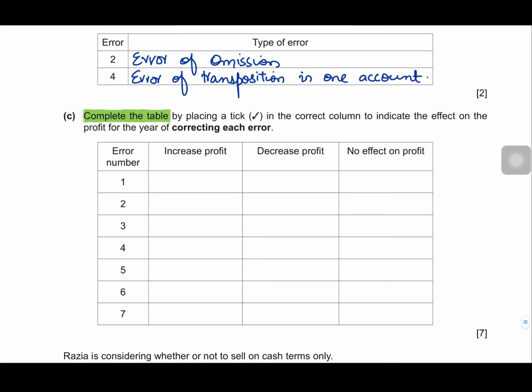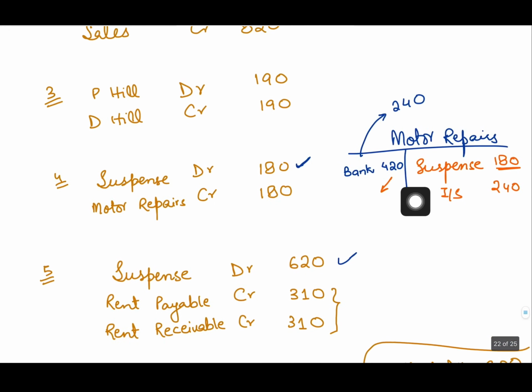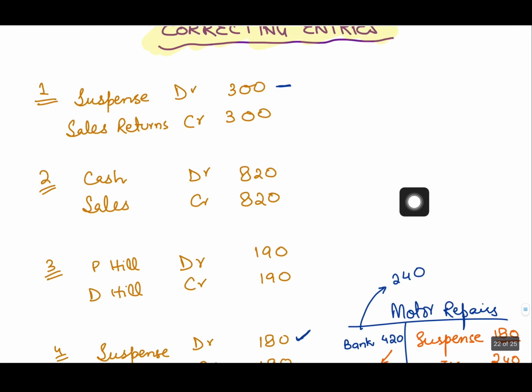Complete the table by placing a tick in the correct column to indicate the effect on the profit for the year of correcting each error. So after the correction of the error, you have to tell whether it will increase, decrease, or there will be no effect on the profit. Now how do we go about such parts? You have to go to your correcting entries again, and then identify all the components or all the accounts that become part of your income statement.